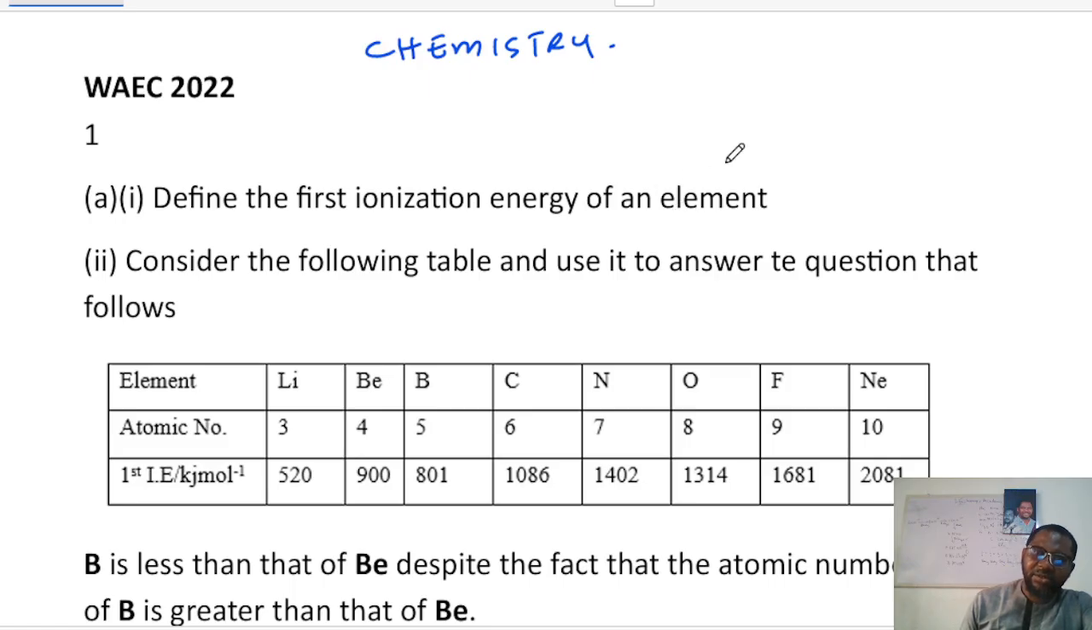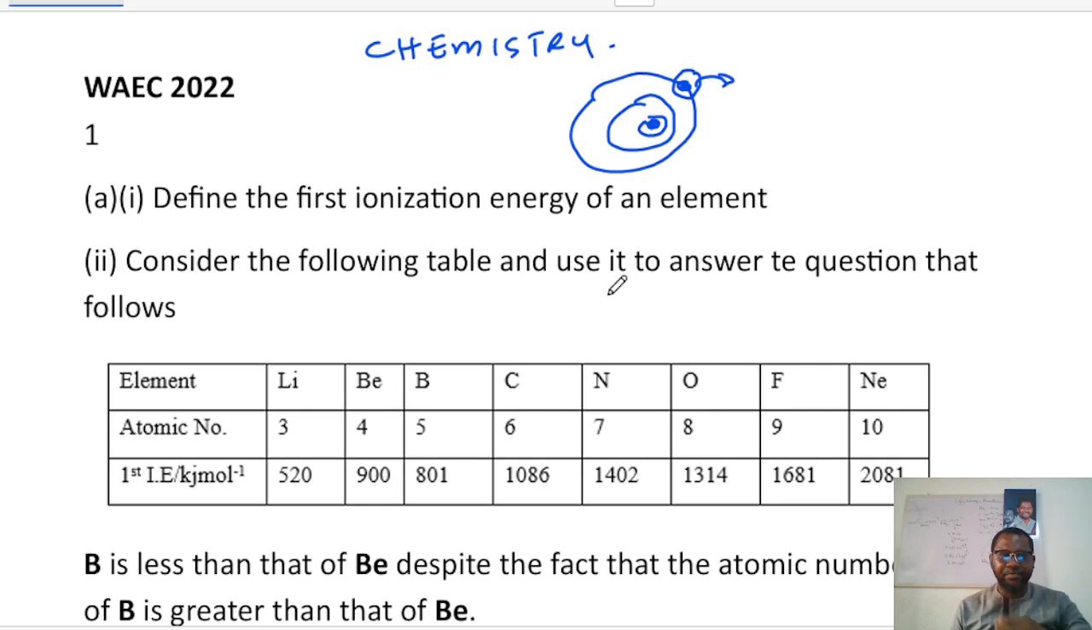Now the first ionization energy is the energy that is required to remove the first electron from an atom. So not just any electron but the valence electron. Valence electron means electron in the outermost shell. Let's assume you have a nucleus inside here. This is a valence electron. The energy required to remove it is what we call the first ionization energy.